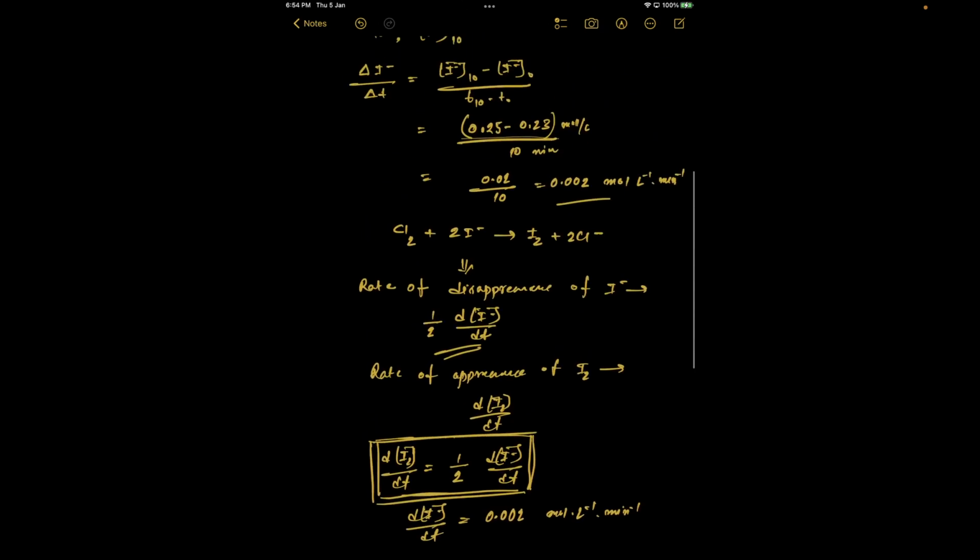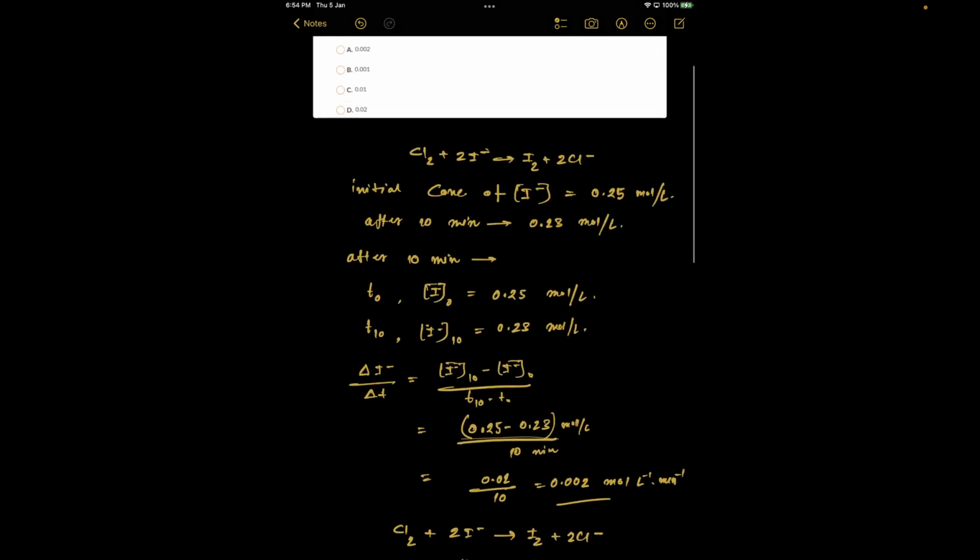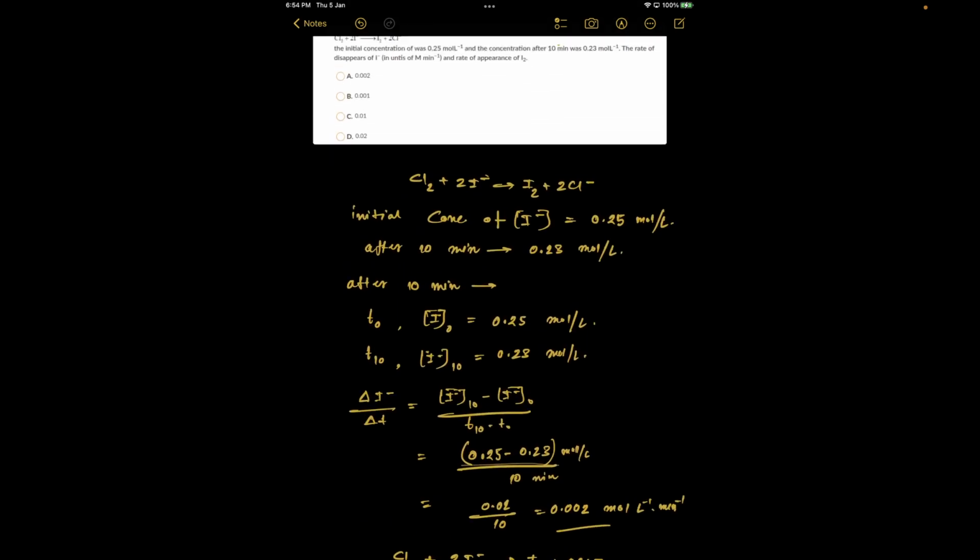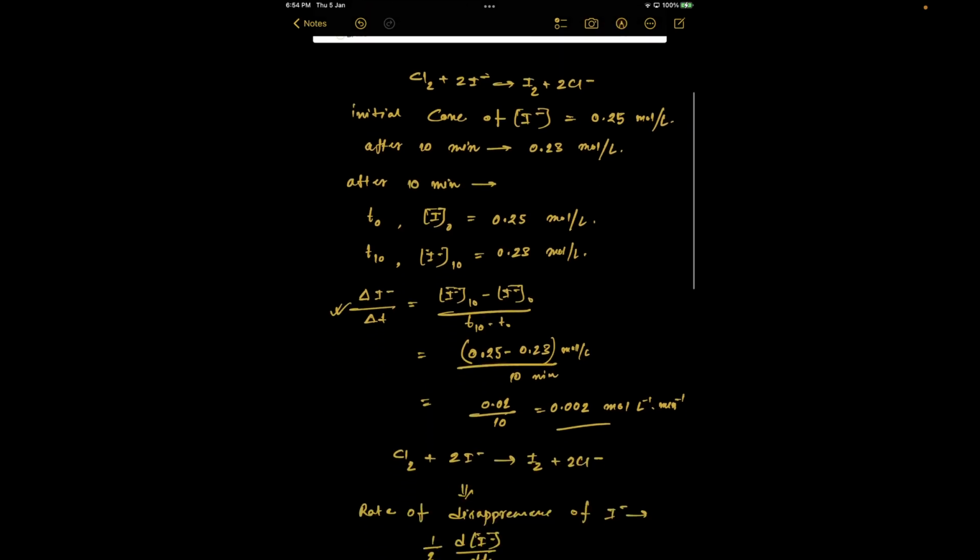Then why am I doing it this way? Because after 10 minutes the concentration of I minus is decreasing, so we can take the difference between the concentrations and divide by time, and then we get d I minus by dt. That basically means the derivative.